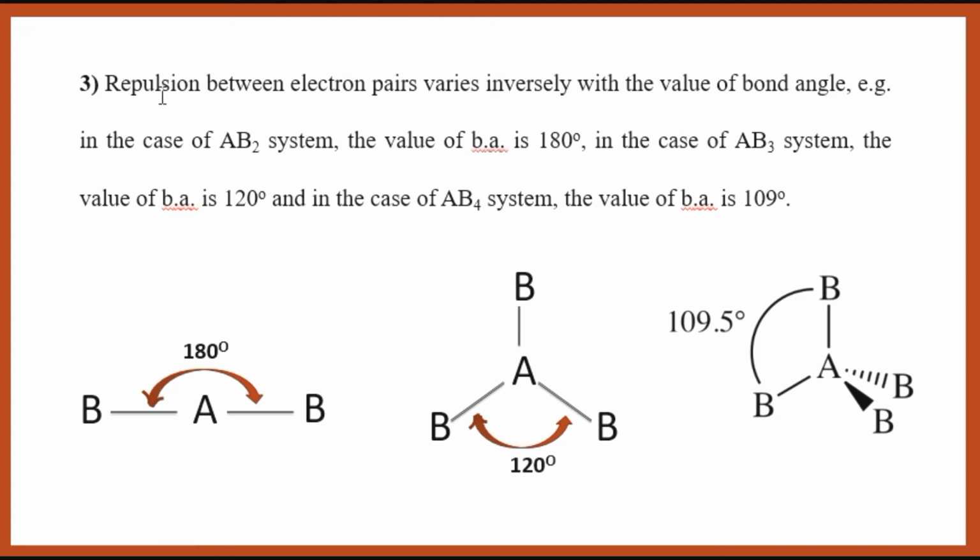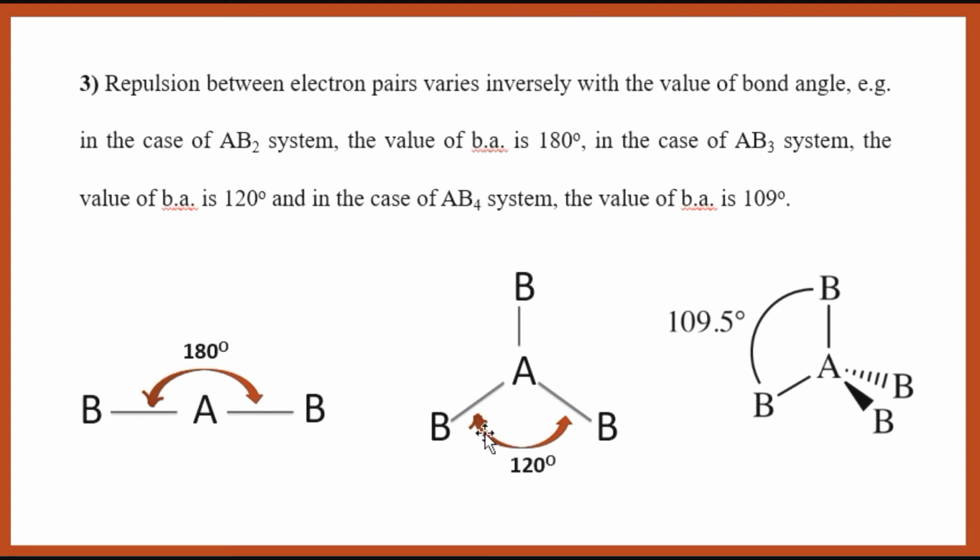And according to this postulate, the repulsion between electron pairs varies inversely with the value of the bond angle. That means if the value of the bond angle would decrease, repulsion between electron pairs would increase. Because here the value of the bond angle is the maximum, that is 180 degree, and the repulsion is minimum between these two electron pairs.